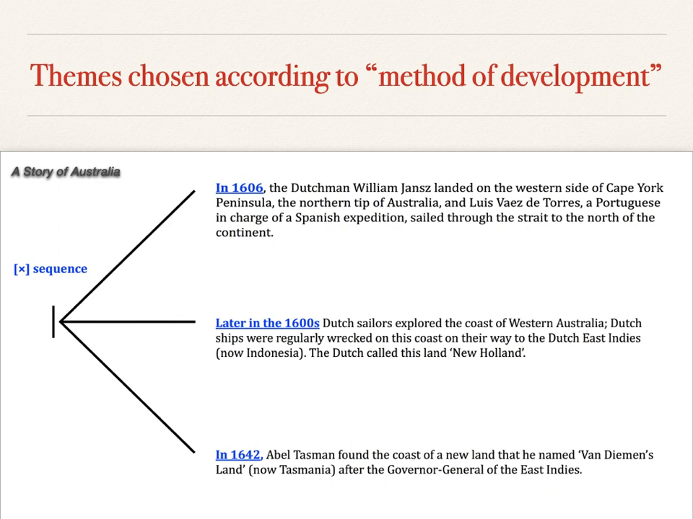So in 1606, later in the 1600s, in 1642. These are all topical themes, and they're periods of time, and we can infer that the relationship is then. So in other words, the method of development is sequenced in time, and the themes are chosen to allow us to infer the different periods in the sequence in time.